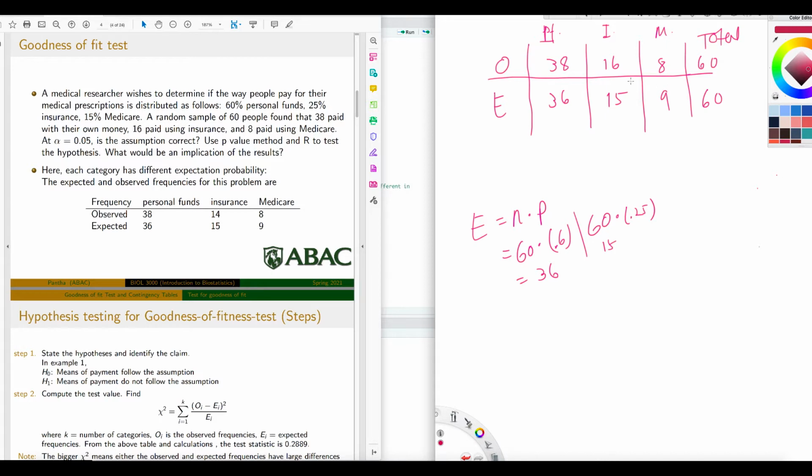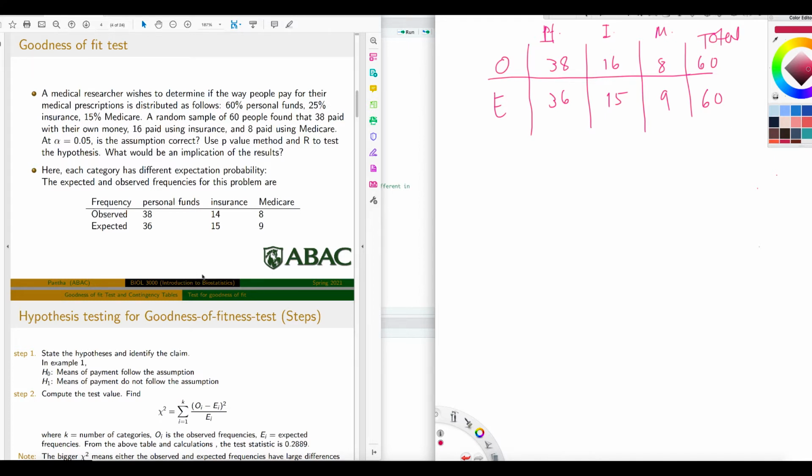Now, to test the hypothesis, there are two methods. One method is to do it by hand, and another method is to do it directly using R. I will show you both methods, but you need to know both. But once you know, you can use R only, because that is a lot easier and faster.